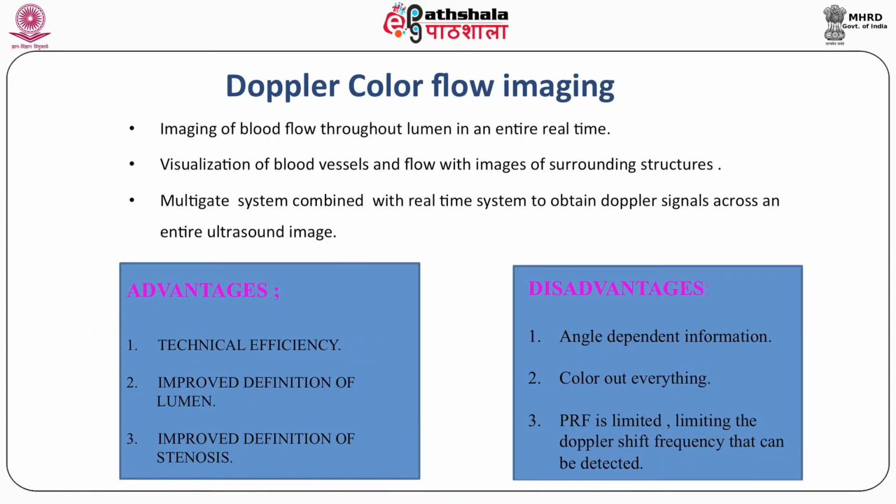Now coming to the Doppler color flow imaging, this is a very popular type of Doppler. This color flow imaging Doppler has been developed to produce imaging of blood flow over an entire real-time image, allowing visualization of blood vessels and their flow characterization, plus the image of the surrounding tissues which are not moving. A multi-gated system can be combined with a real-time transducer to obtain Doppler signal across an entire ultrasound image. This is the principle of color flow Doppler imaging.